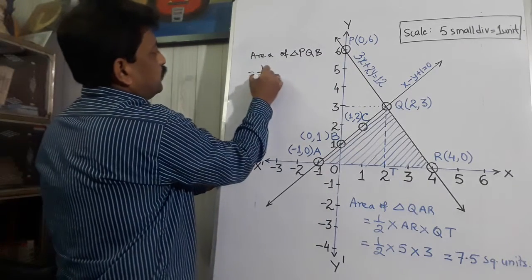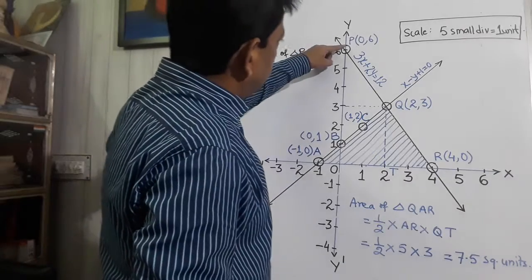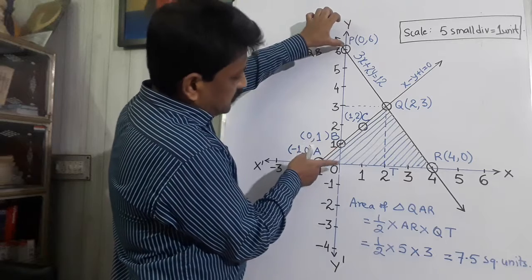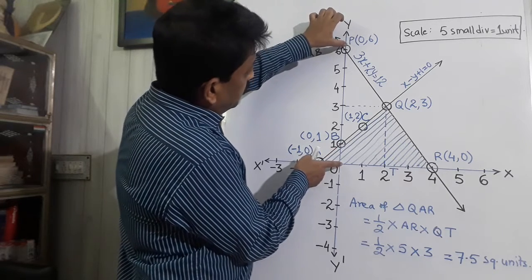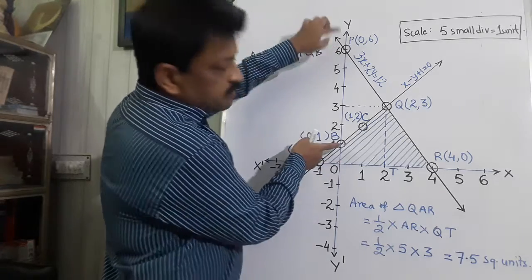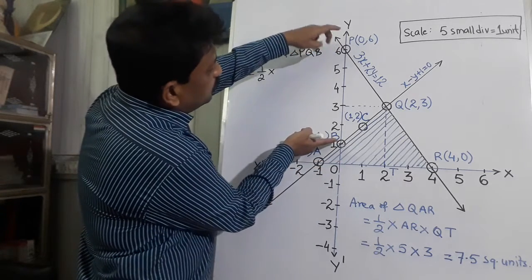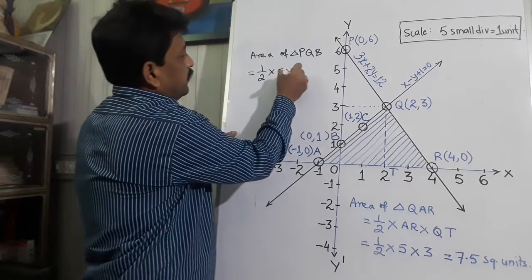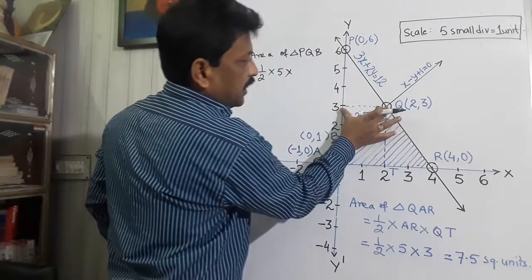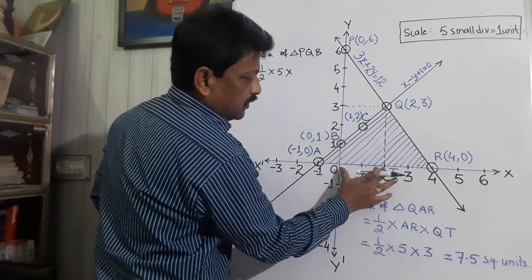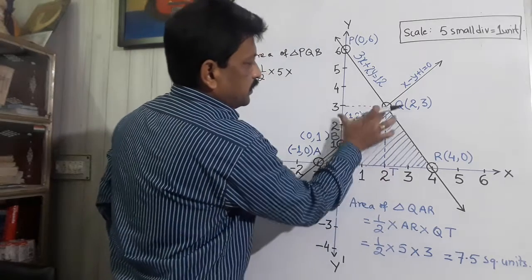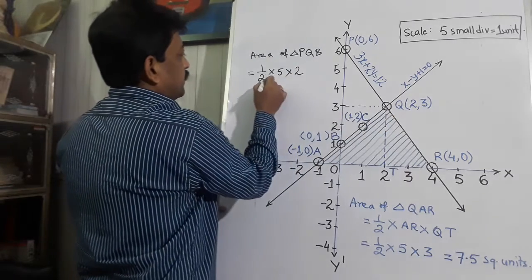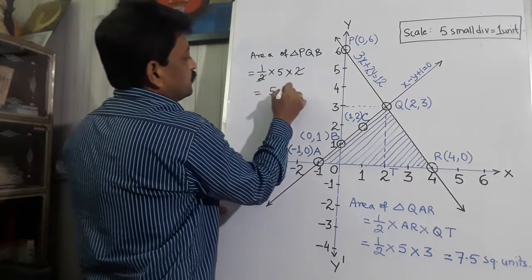So here also half into base into height. Now what is the base? Base is PB. Now what is PB? See, from origin P is 6 units and from origin B is 1 unit. So 6 minus 1. From B to P you can count 1, 2, 3, 4, 5 units. So it is 5. And what is the height? This is the height. From the x-axis you can obtain the height from origin to 2 units. That is, the height of the triangle PQB is 2 units. So right here 2. So 2 cancels, it is 5 square units.